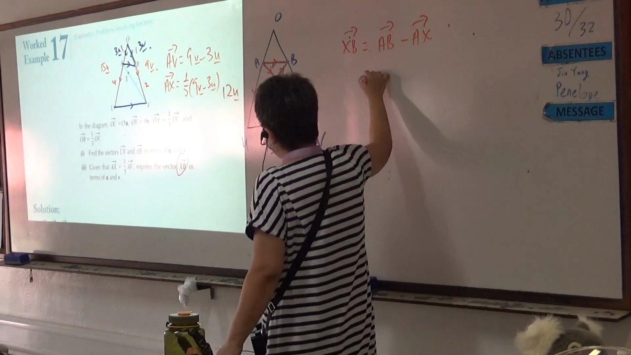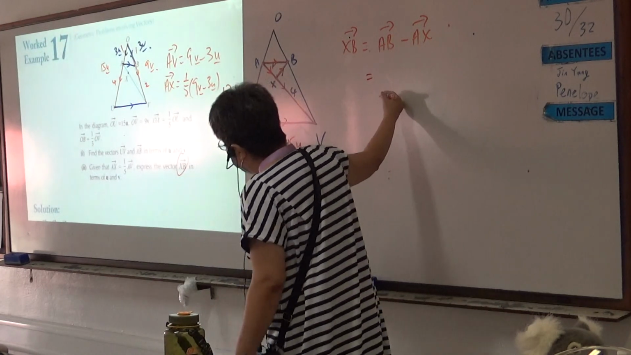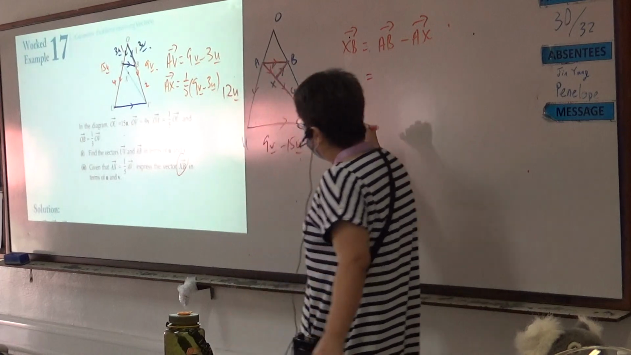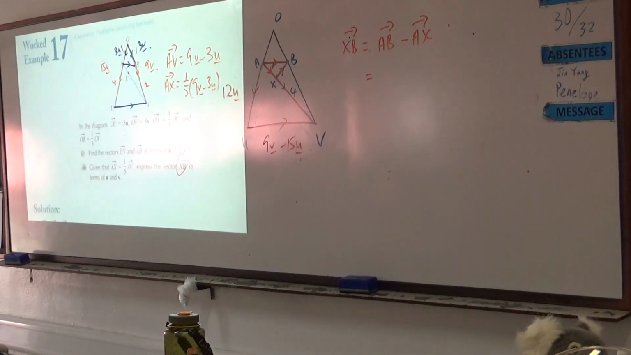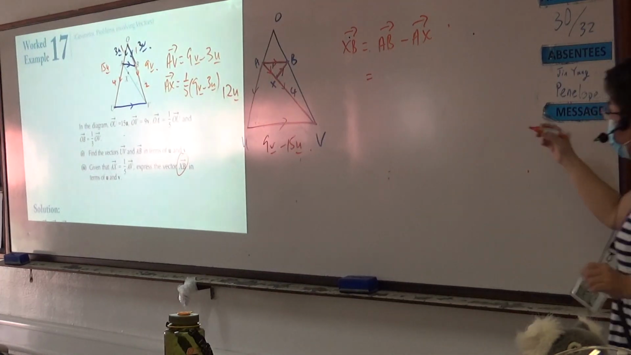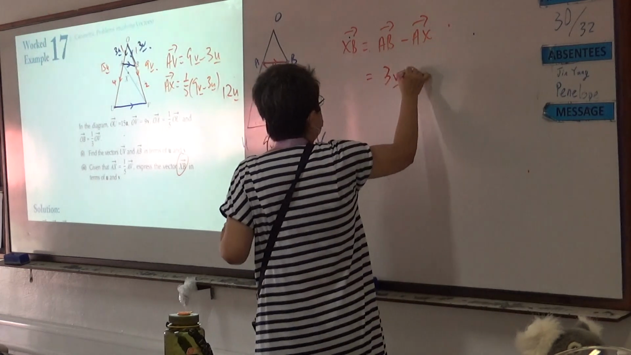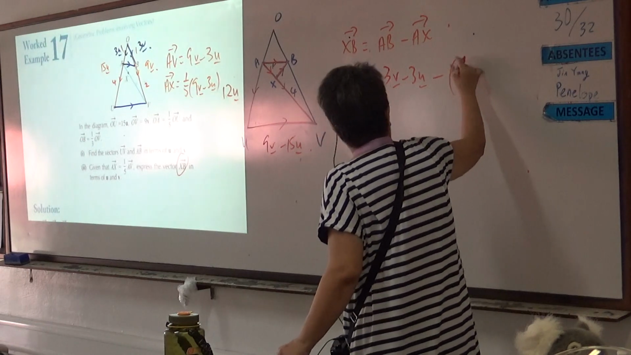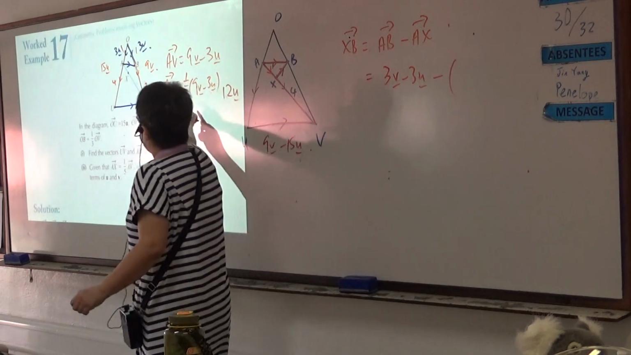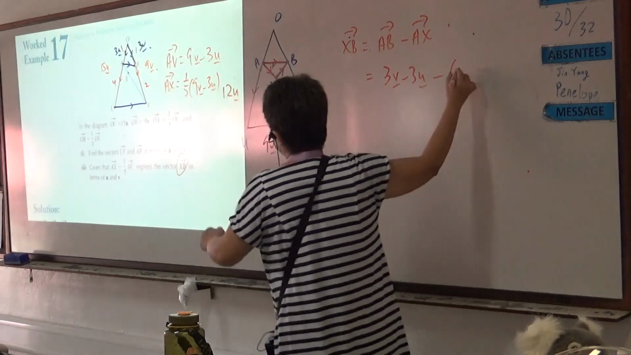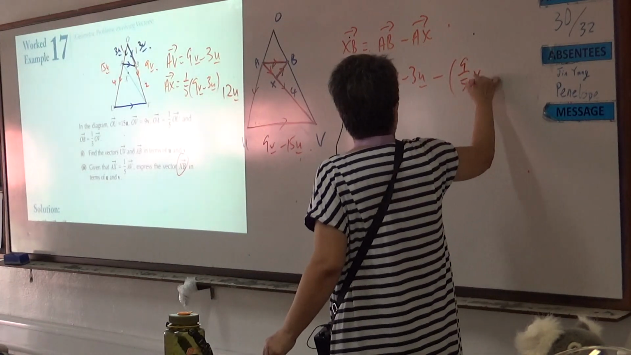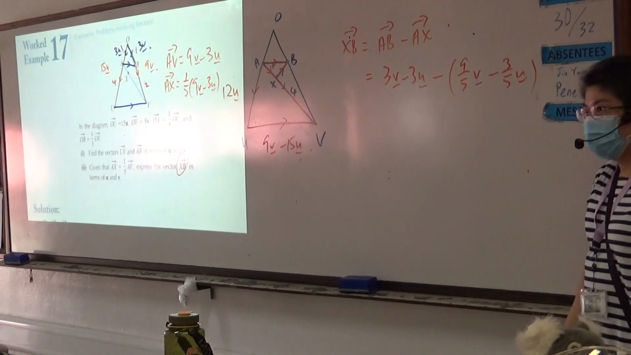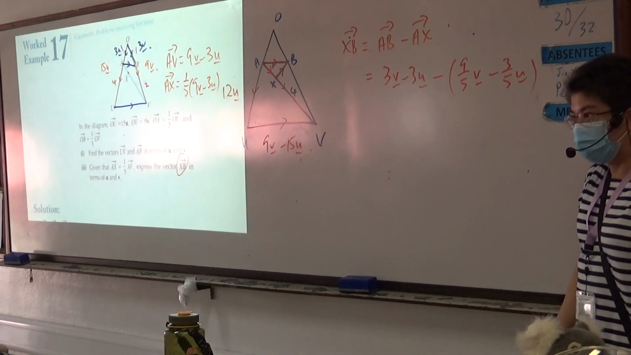Now it's A. Okay? Now, AB is what? Just now we found. What's AB? See, I forgot what's AB. What's AB again? 3V minus 3U. Okay. 3V minus 3U, right? What is AX? This one, right? That means minus 9/5 V minus 3 over 5 U, right? Everybody okay? Yes or no?